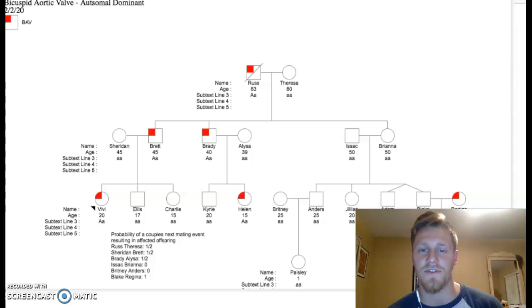So here's a pedigree demonstrating the autosomal dominant mode of inheritance. The squares represent male individuals, the circles represent female individuals, and the red demonstrates someone who has BAV and is affected by the disorder. These two individuals had 3 different mating events, and you can see that the gene was passed down to 2 of their offspring, while one of their offspring did not inherit the gene and is not affected by BAV. Their mate was not a carrier of the gene, so their offspring did not inherit BAV either. While these 2 individuals inherited the gene and were able to pass it down to their offspring in the 3rd generation here.